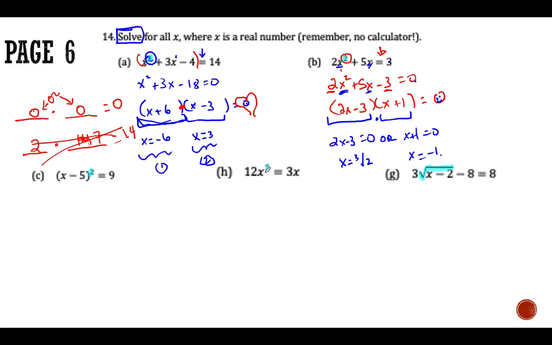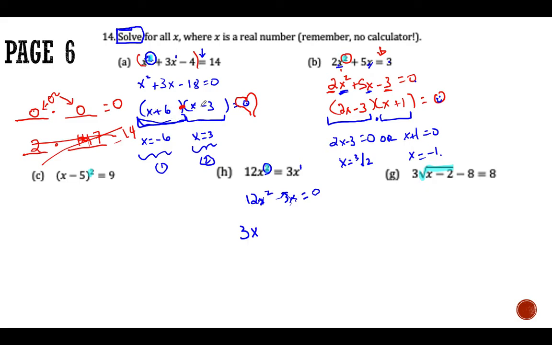Now I'm going to do this problem. Once again, I have a squared and a linear. Get everybody over onto one side. And factor. 12 and 3 have a common factor of 3. There's 2 x's here and only 1 x there. So I'm going to pull those all front.